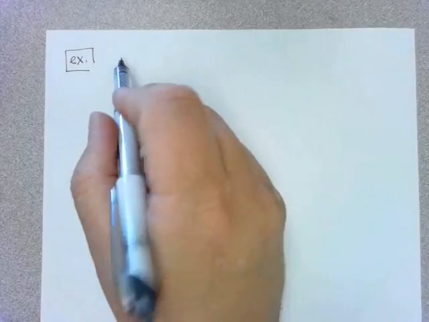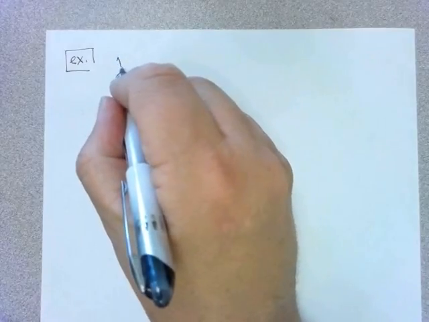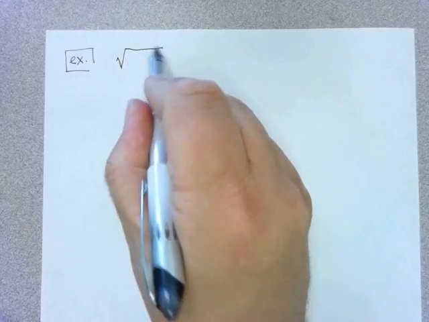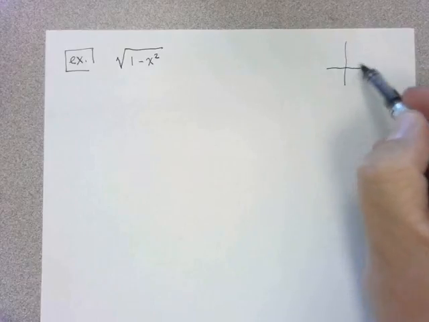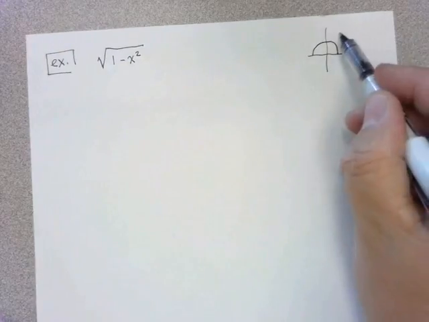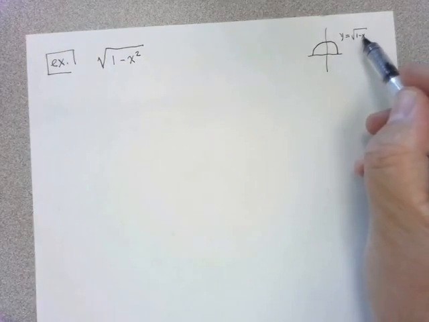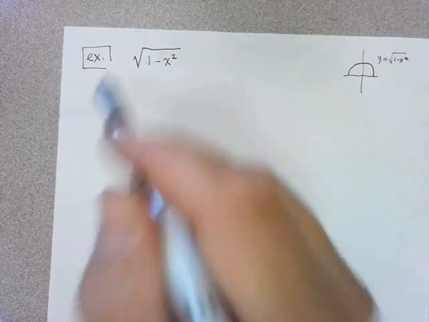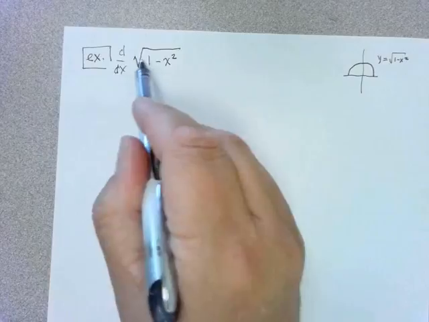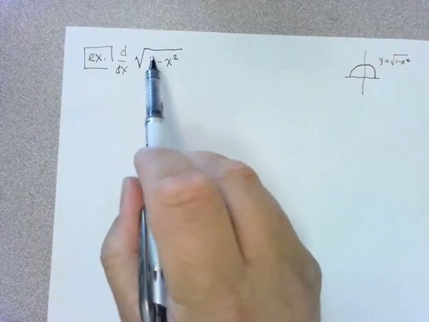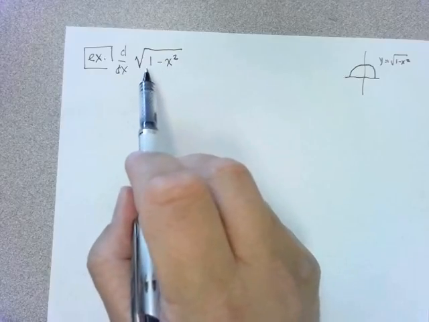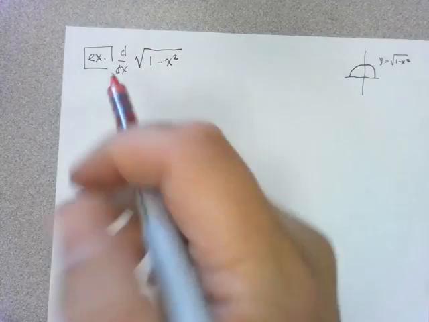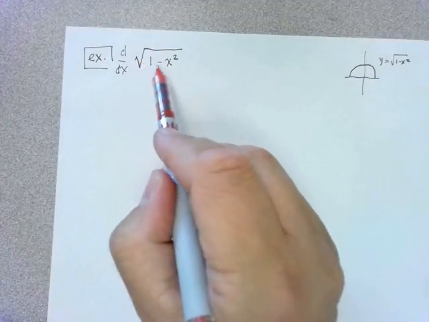So let's do a square root. Square root of 1 minus x squared. This, by the way, is the top half of the unit circle. That's what the graph of this would be if I did y equals this, as a side note. So let's say I want to take the derivative of this. So it's not just root x, it's root something complicated. It's not a product or quotient, so it's almost certainly going to be a chain rule. So I recognize this is square root of some messy thing.